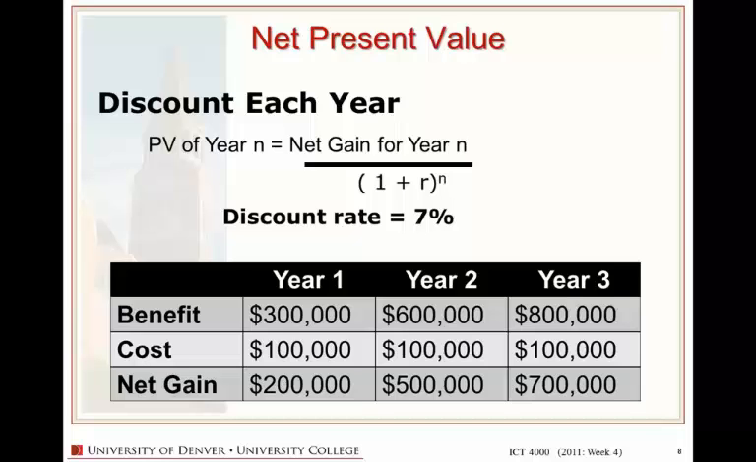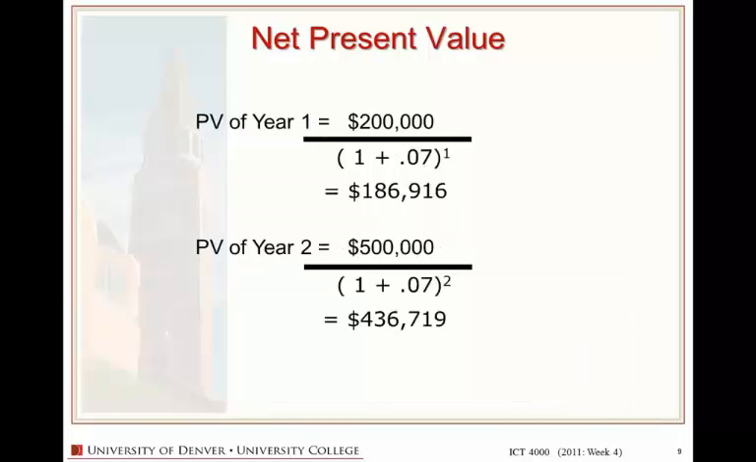What we have to do is discount each of those net gains back to present day dollars. We're going to use a discount rate of 7%. So we're going to apply the discount rate to each of those net gains in each of those 3 years. Follow along with me here.